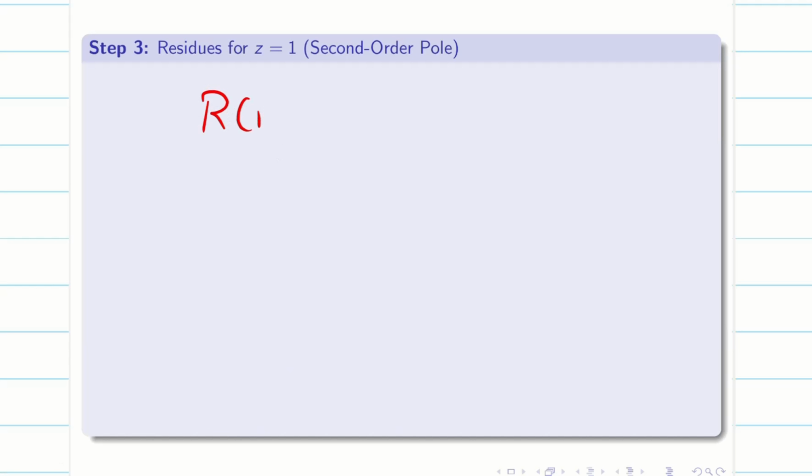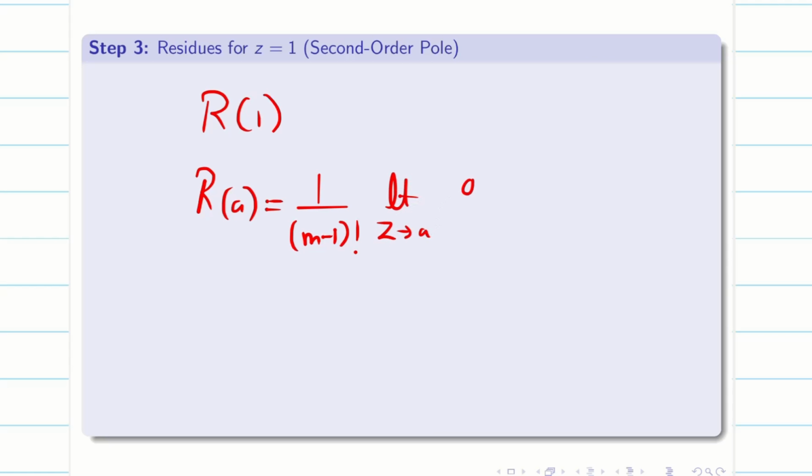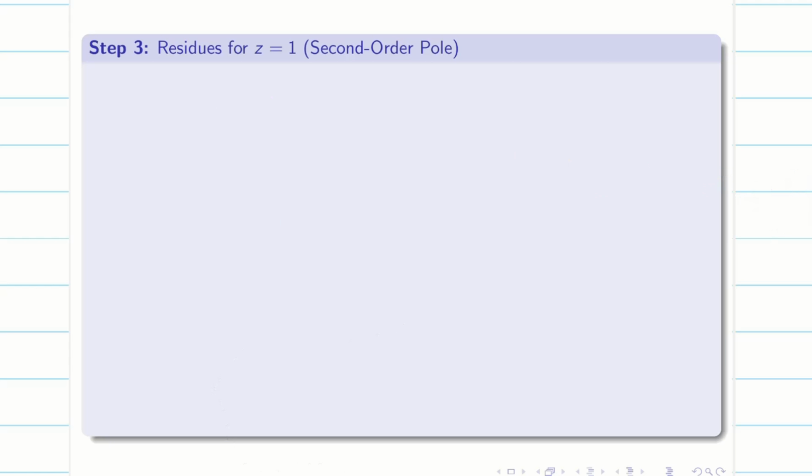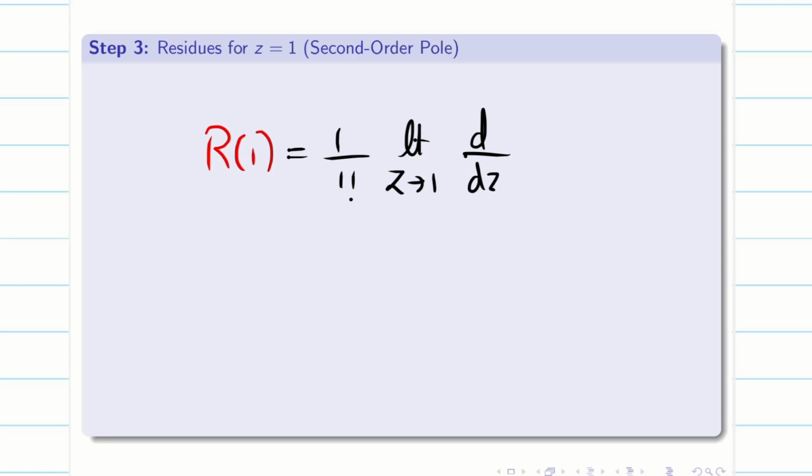First, we find the residue at 1, the pole of order 2. The general formula: R of a is 1 by m minus 1 factorial, limit z tends to a, d power m minus 1 by dz power m minus 1 of z minus a whole power m into z power n minus 1 into f of z. Now we substitute for R of 1 at the pole of order 2. So 1 by 2 minus 1 factorial, that is 1 factorial, limit z tends to 1, d power m minus 1, where m is 2, so 2 minus 1 is 1, of z minus 1 whole square into z power n minus 1 f of z.